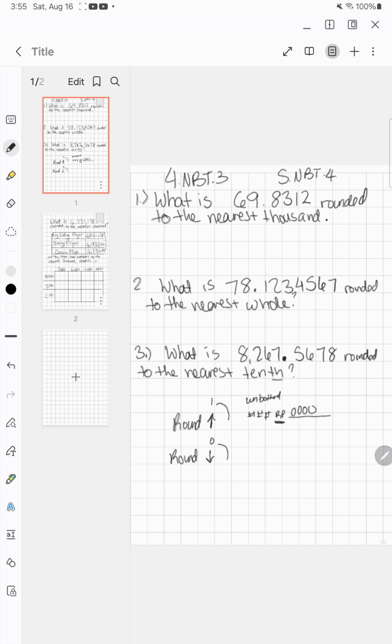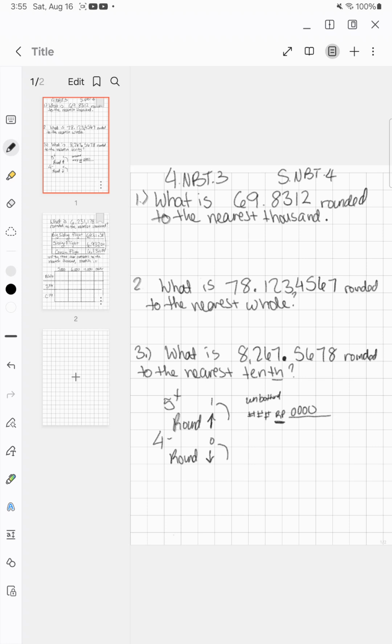Now the basics with rounding is that if it is 5 or more, you let it soar, meaning you round up. But if it's 4 or less, you let it rest. Think about it like holding a balloon filled with helium. If you let it go, it's going to go straight up into the air and be higher. But if you hold on to it, it stays the same.